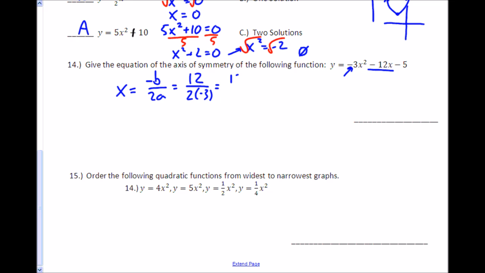And now I just plug it in. That's 12 divided by a negative 6, which is a negative 2. So my equation is x equals negative 2. And it is important to have the x equals because this is an equation of a vertical line.